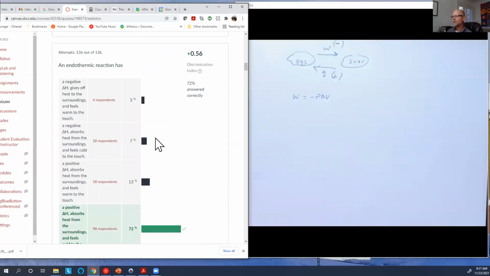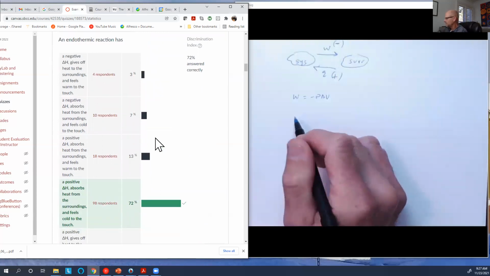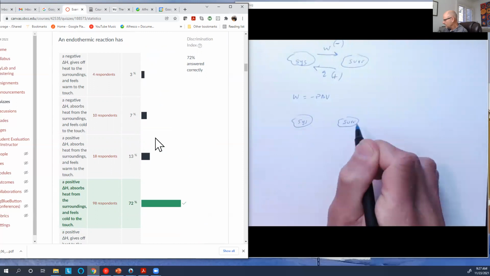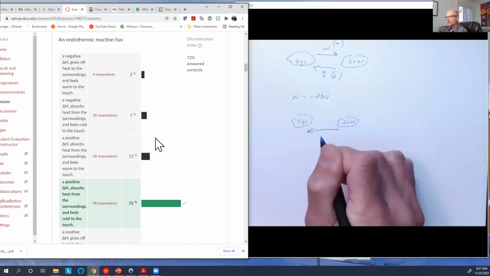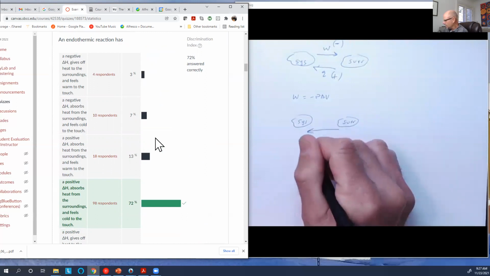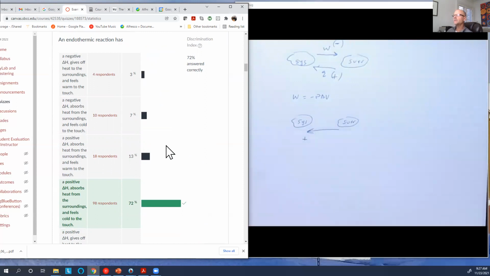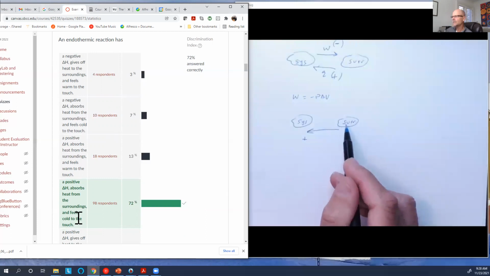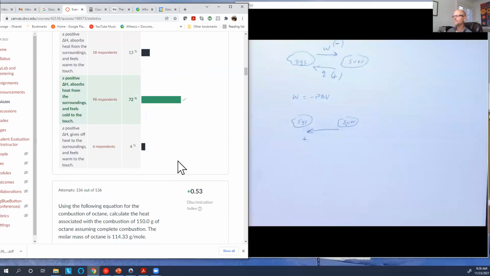An endothermic reaction. Again, here it might be helpful to think about the system and the surroundings. If it's endothermic, you know that energy or heat is going in, and if it's going in, that's going to be a positive. It's like a deposit to your bank account. So the right answer is this one: a positive delta H absorbs heat from the surroundings and feels cold to the touch. Again, remember, if you touch this, you're part of the surroundings, and so your finger is going to feel cold as energy is sucked out of your finger by the reaction.